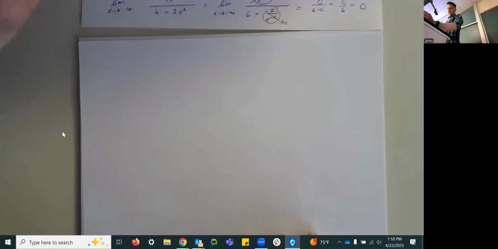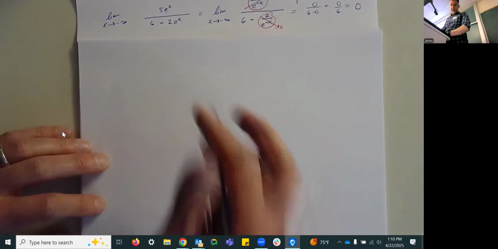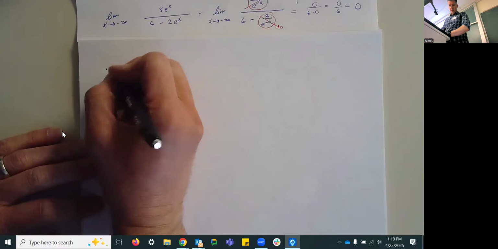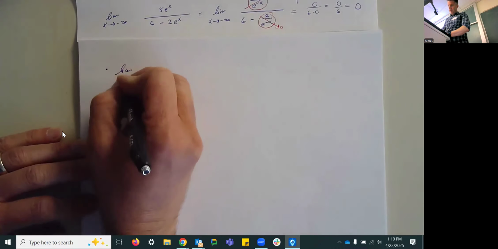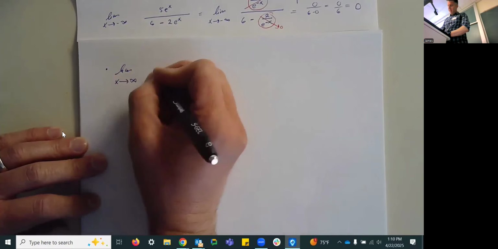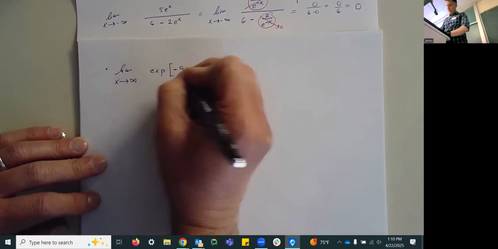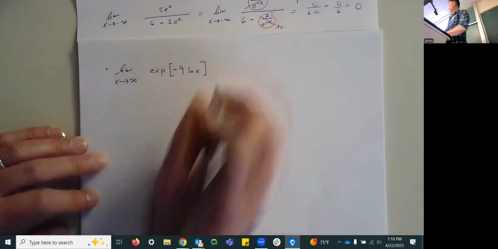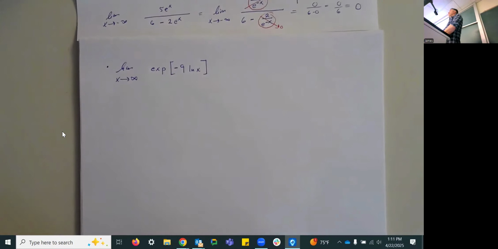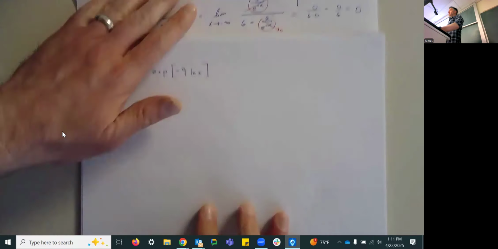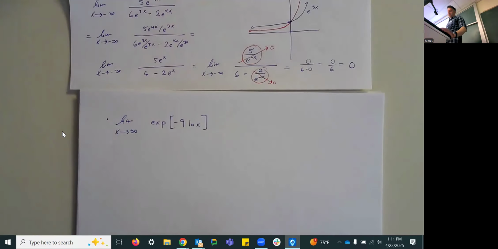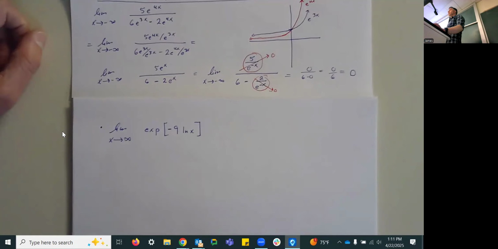is, well, first of all, there's some notation things I just want to make sure everyone's aware of. So I've noticed this limit a few people have asked me about. The limit as x approaches infinity of exp of bracket -9 natural log of x. What does exp mean? Oh yeah, question. What does exp mean? Yeah, it means next one.